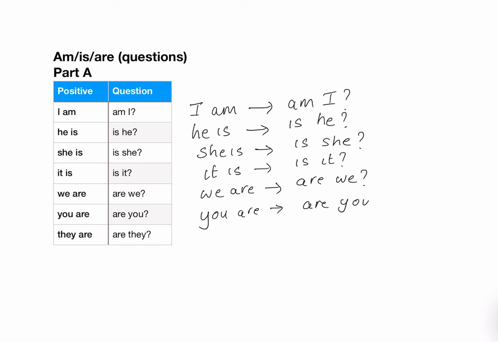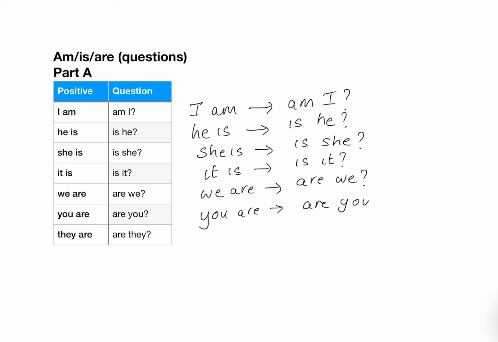He is, when it's in a question, will become is he. She is will become is she. It is will become is it. We are will become are we.